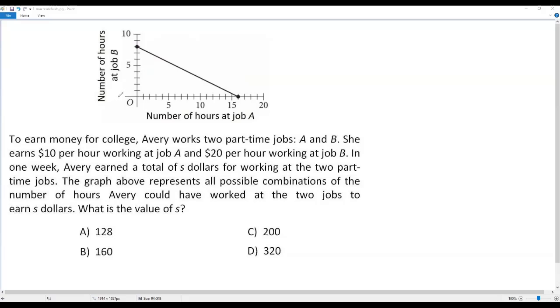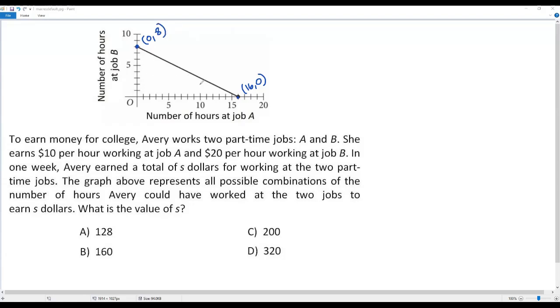Okay, now what we can do is select some random points on this line. For example, let me consider the horizontal intercept. At this point, the value on the horizontal axis is 16, and we get (16, 0). Let's consider the vertical intercept. The value on the vertical axis is 8. That is, we have (0, 8).